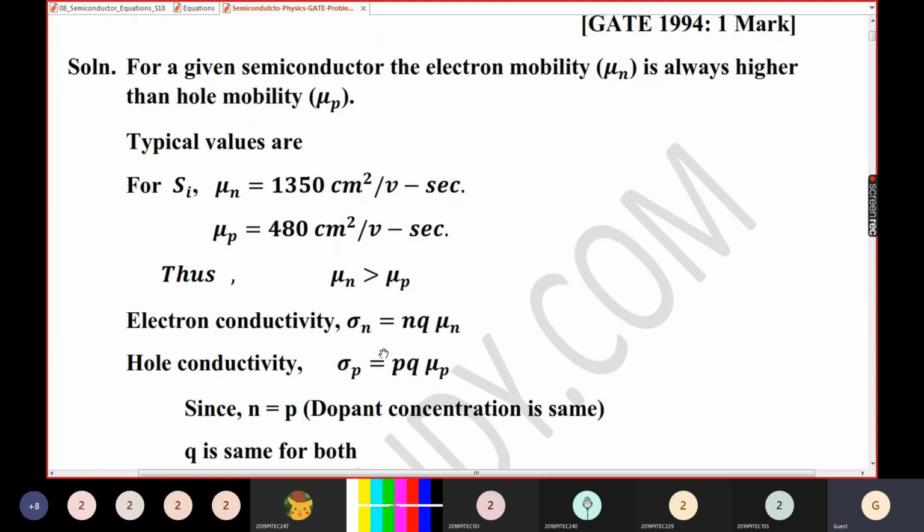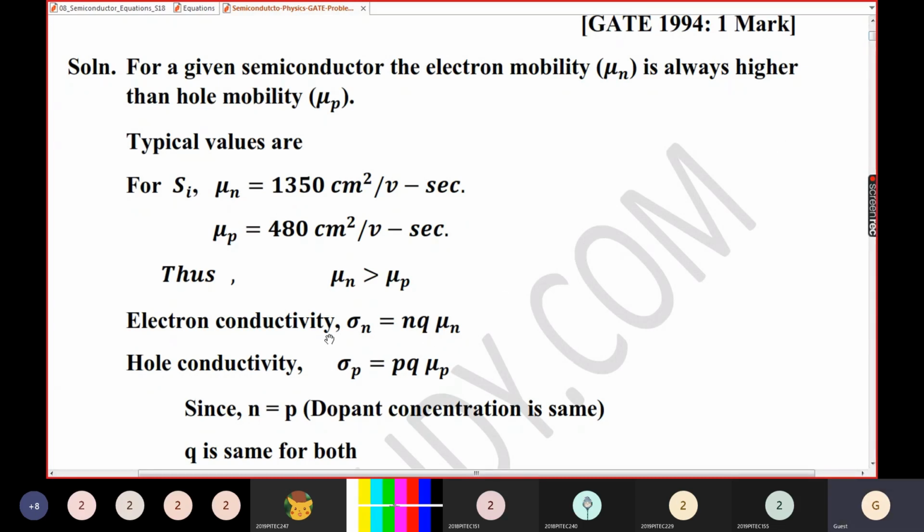They have represented, since N is equal to P, Q is always the same for both N as well as P type. That's why in this case study, we have defined the electron mobility of mu n. We all know for silicon, I have already told you, if they have not given any material, silicon or germanium, you should always take the value of silicon and solve it. That's why in this case, they have taken silicon directly. The mobility of silicon is 1350 centimeter square at room temperature, and for P type it is 480 centimeter square at room temperature.